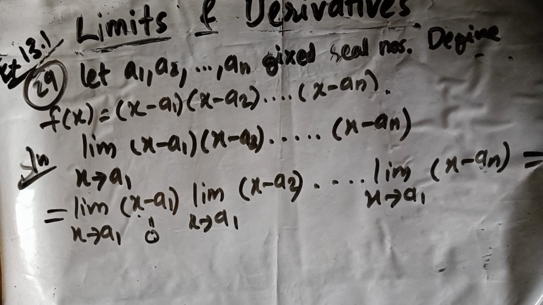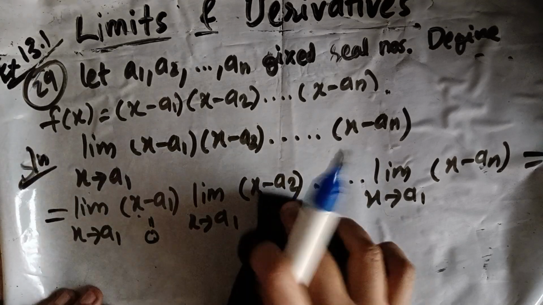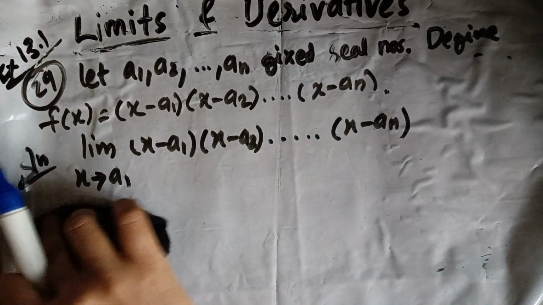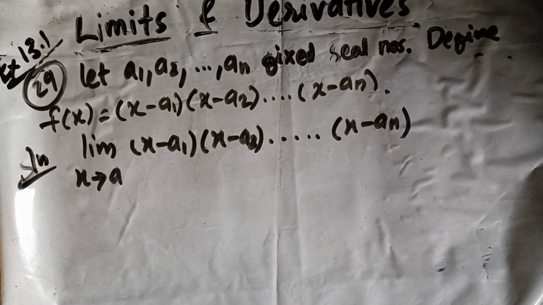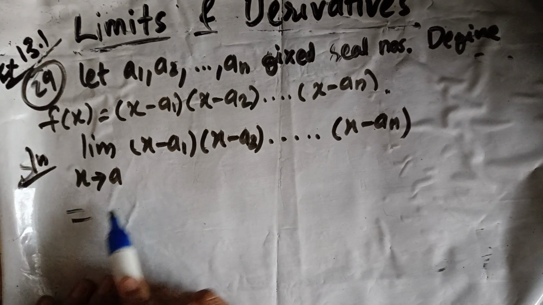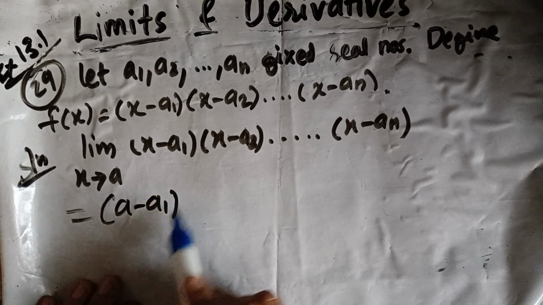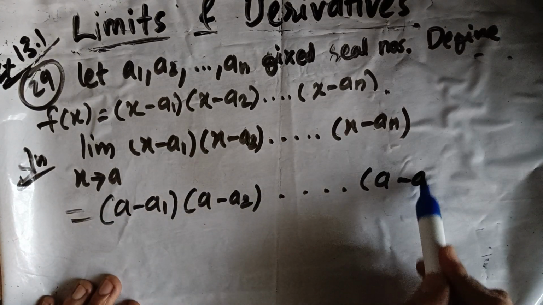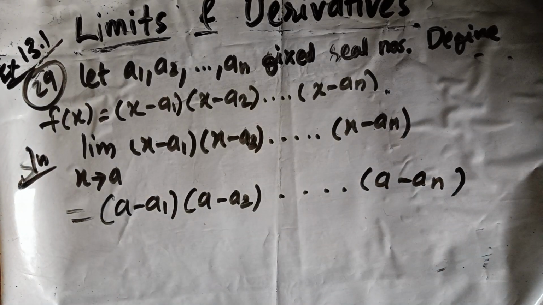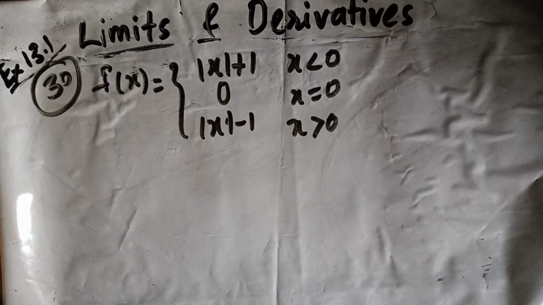Okay. Now we have to compute the limit as x tends to a of f of x. So wherever there is x, you have to put a. So a minus a1, a minus a2 till a minus an. Okay. Next question.